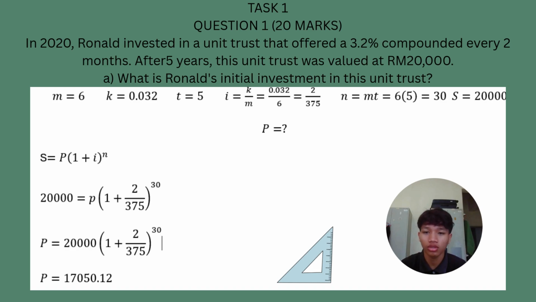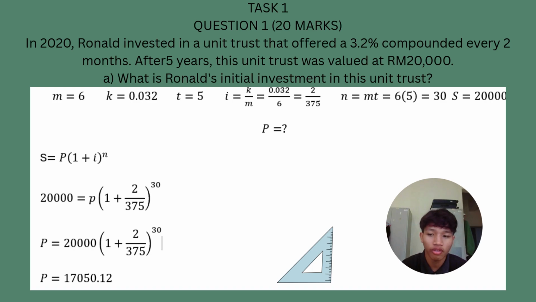We move to question 1. In 2020, Ronald invested in a unit trust that offered 3.2% compounded every 2 months. After 5 years, this unit trust was valued at 20,000. Question A: what is Ronald's initial investment in this unit trust? We have to find Ronald's initial investment in the unit trust that grew to 20,000 after 5 years with an annual interest rate of 3.2%, compounded every 2 months.